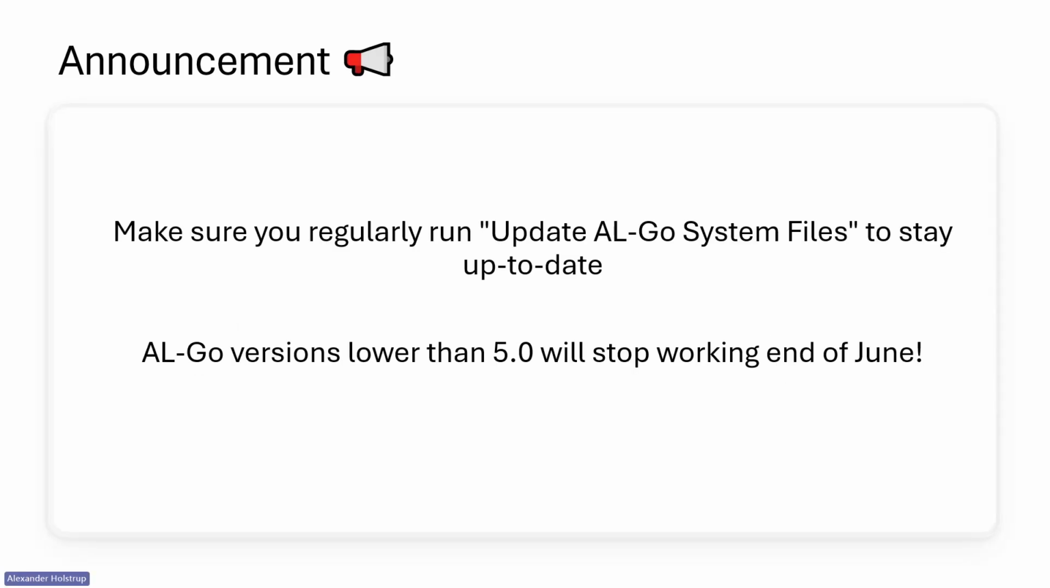Before we get into Q&A, just one announcement that I also did last month, and that is if you're running an ALGO version lower than 5.0, then please upgrade, because this will break very soon. Version 5.0 was released more than a year ago, so as long as you've run update ALGO system files in the last year, you're probably not on version 5.0.